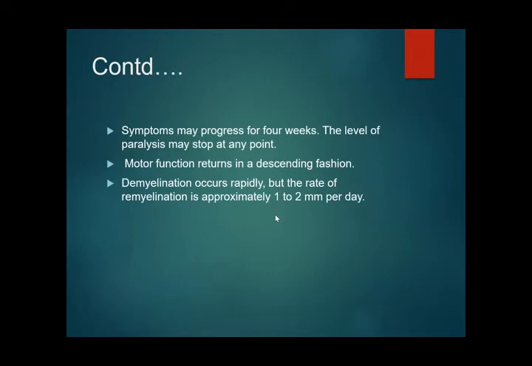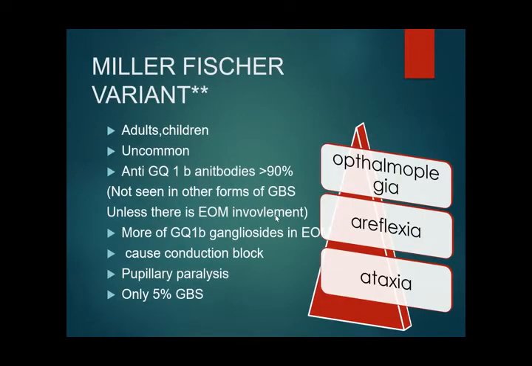Then we have the Miller-Fisher variant, which occurs in both adults and children, and there is a triad typically associated with it: ophthalmoplegia, areflexia, and ataxia. These three are characteristic of the Miller-Fisher variant, but this triad is present in only 25% of patients. So a patient may have only two of these symptoms. There may be areflexia and ophthalmoplegia, areflexia and ataxia, or ataxia and ophthalmoplegia. Ataxia is most of the time sensory ataxia.